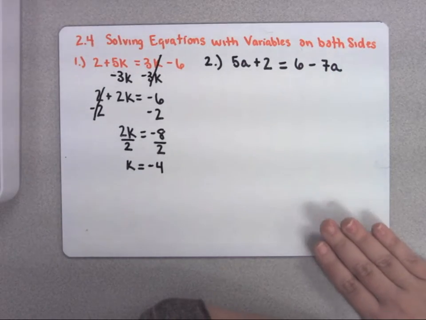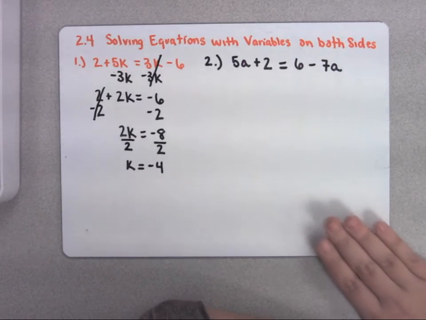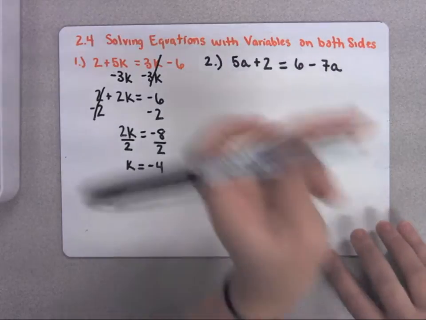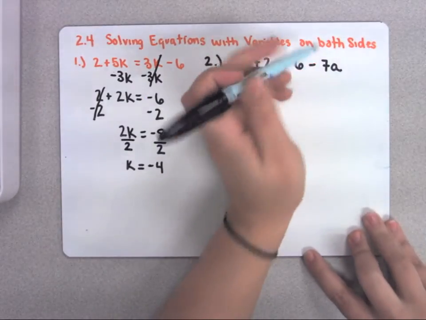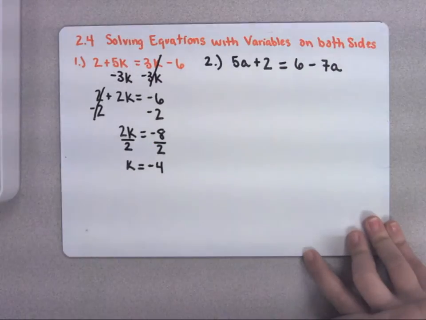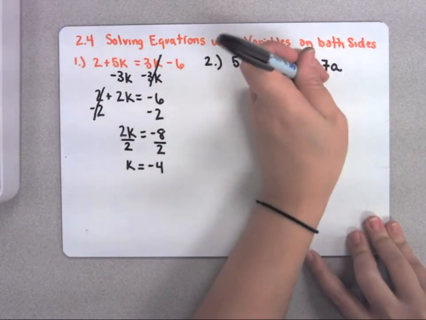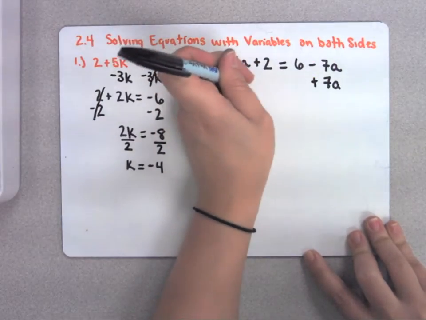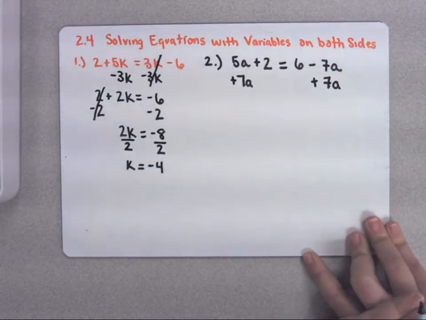Look at the numbers. We have a 5a and a 7a, but that 7 has a minus sign in front of it. Which number is actually smaller? The 7, because it's negative. Remember, a negative number is smaller than a positive number. So how am I going to take this negative 7a and move it to the other side? Add it. Yeah, exactly what you think it is. Add 7a to both sides, but only to the a's.